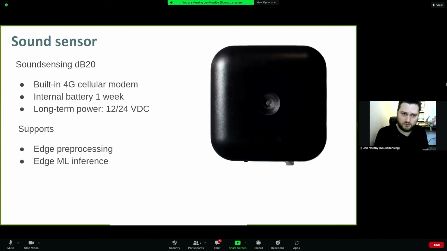So we have our own developed sound sensors. The DB20 has a built-in 4G cellular modem. It has an internal battery for 1 week, and 12 or 24 weeks for long-term use. This is not a battery-powered device, at least in a production setting. It's typically powered by the same things that power the machines. And it supports edge pre-processing and edge inference.